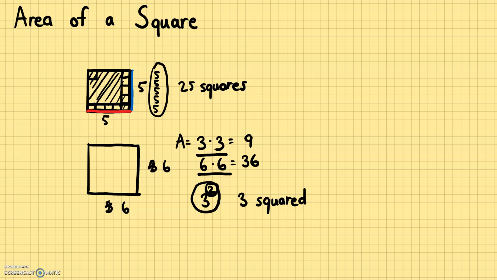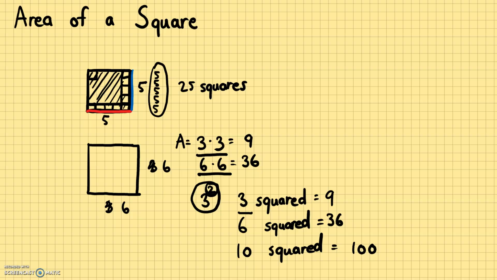So 3 squared is 9. 6 squared is 36. 10 squared is 100. So this means if we have a square of side 3, the area would be 9. If we have a square of side 6, the area will be 36. If we have a square of side 10, the area will be 100.